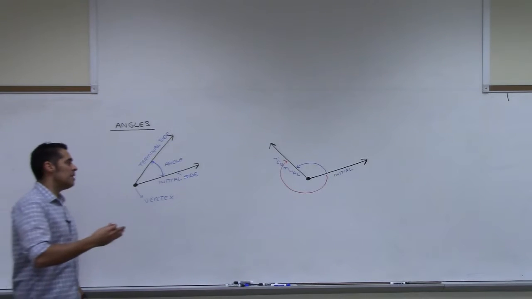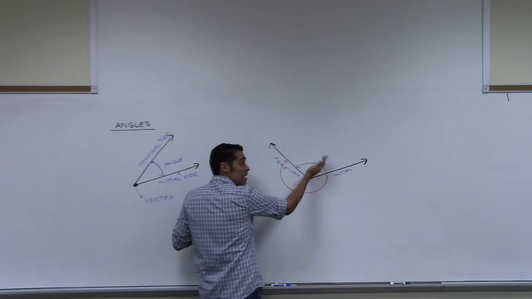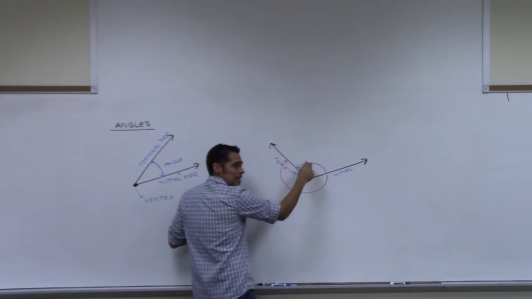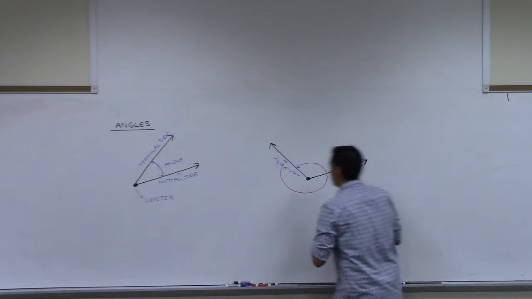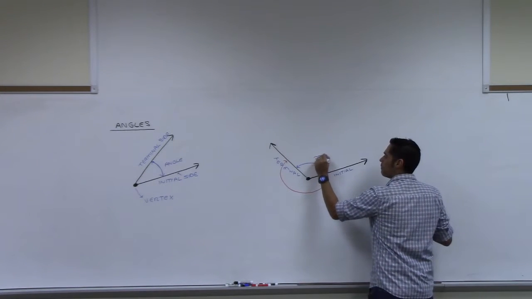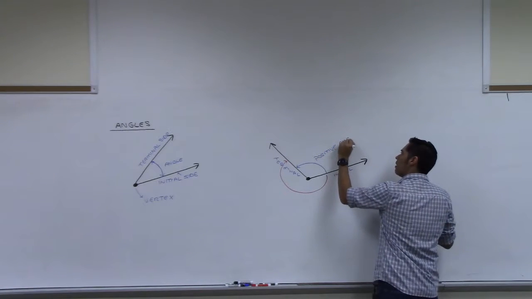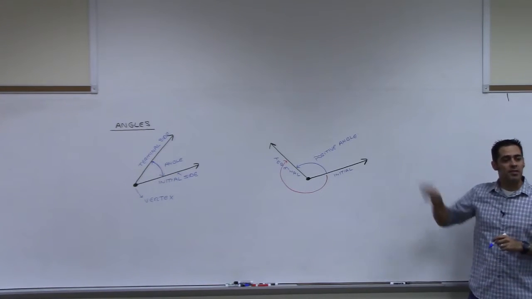So anytime that we have an angle that is generated using counterclockwise rotation, this is called a positive angle. So that blue one is a positive angle. And the one that is clockwise is a negative angle.